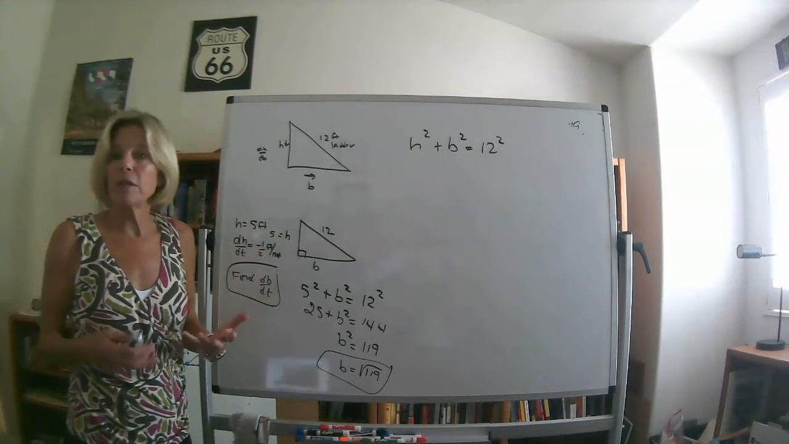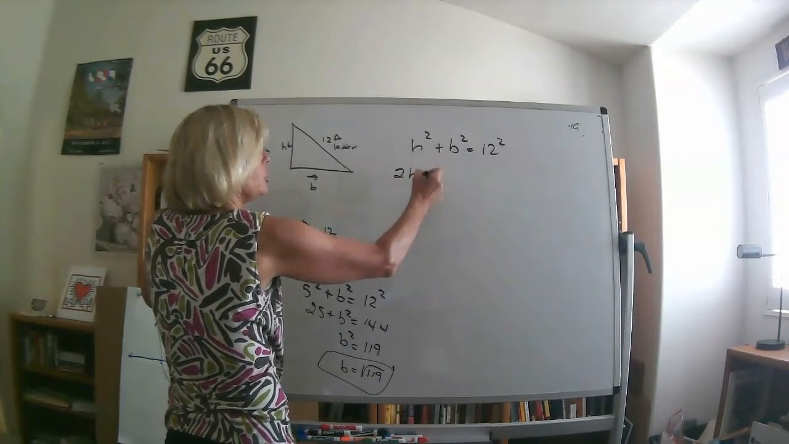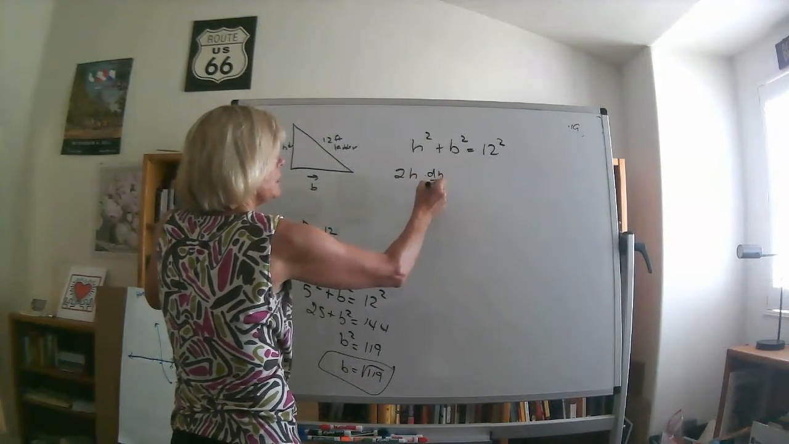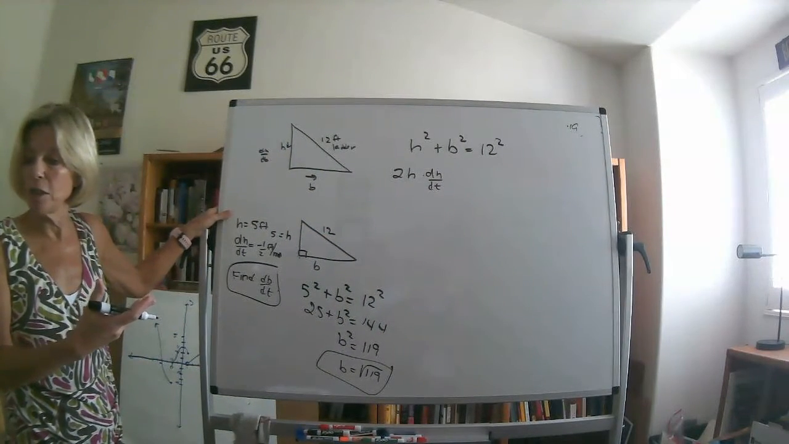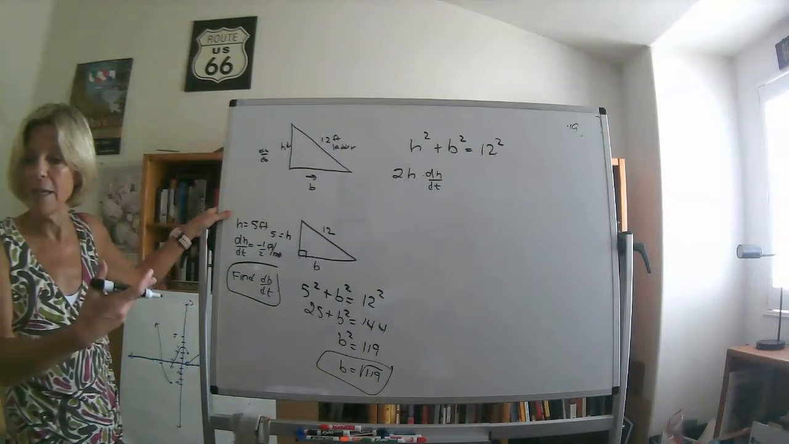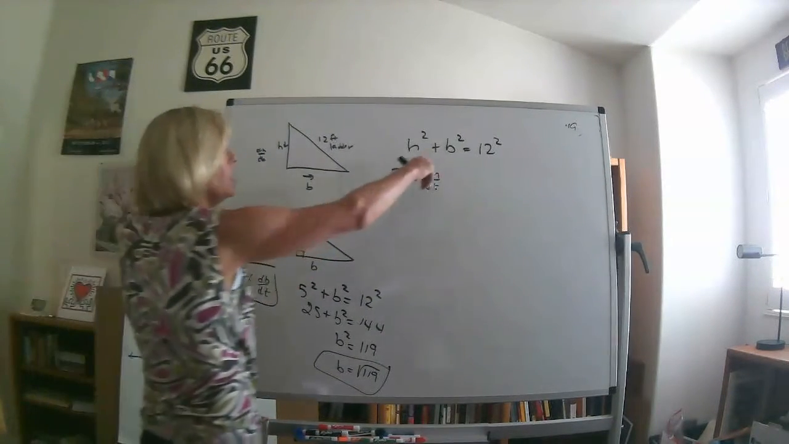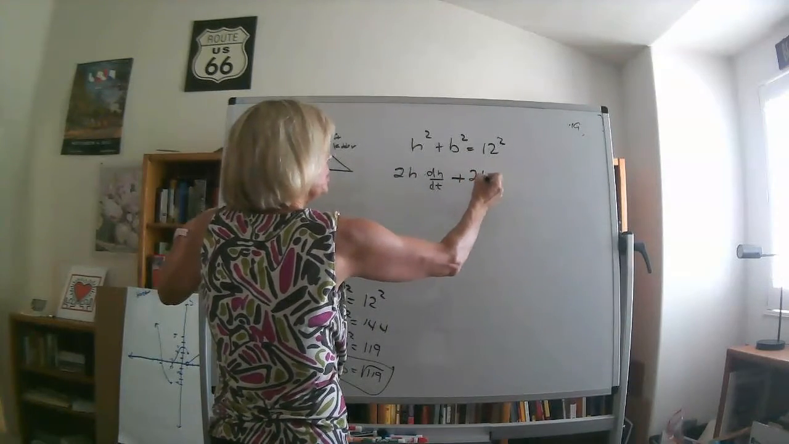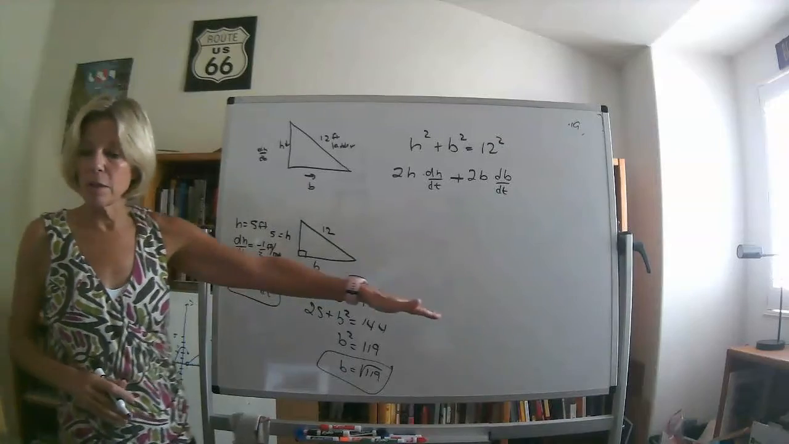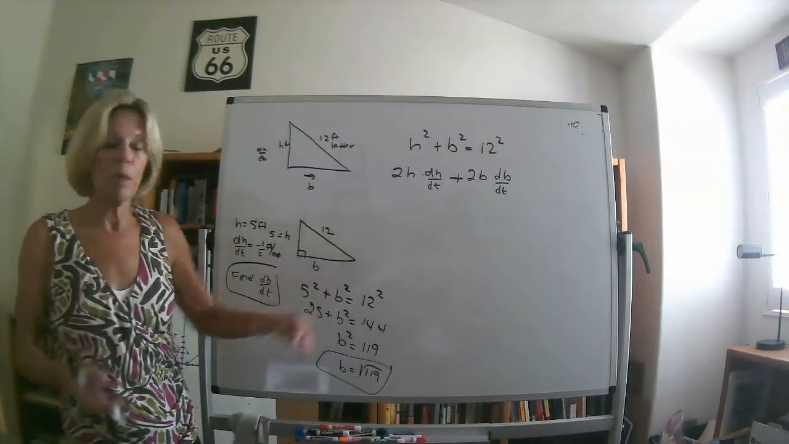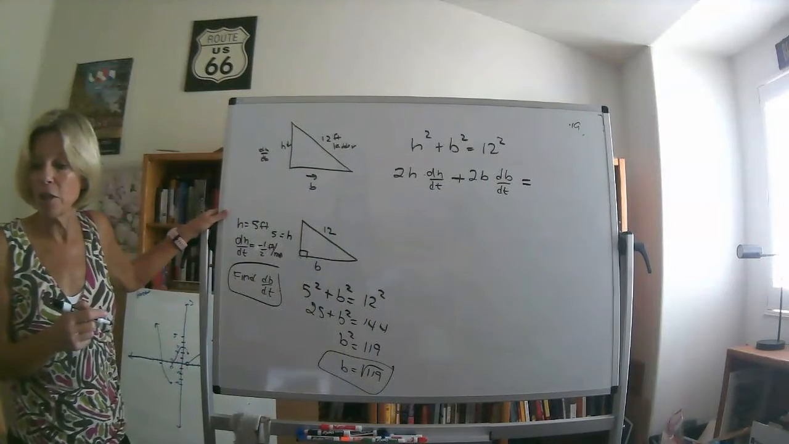Now I'm going to take the derivative using implicit differentiation. 2h, h is changing, so I write dh/dt. Just like in regular implicit differentiation, we would write dy/dx. This is the same thing, except it's with respect to time. Plus 2b dB/dt. The bottom of the ladder is sliding away. So those are my two things that are changing. The ladder itself is not changing.